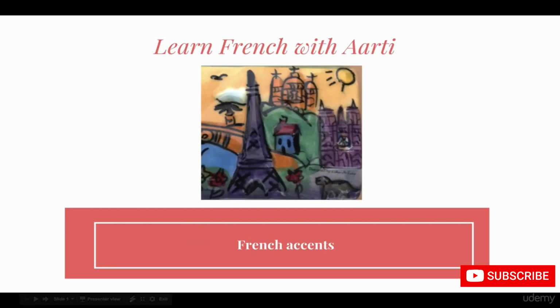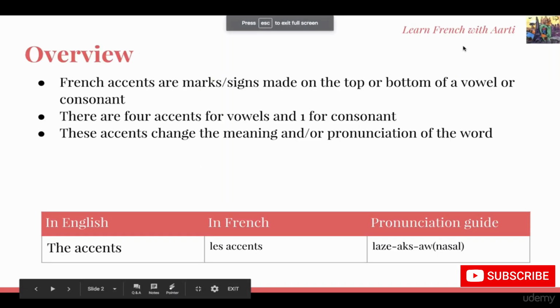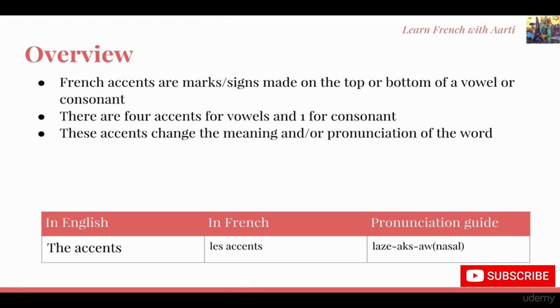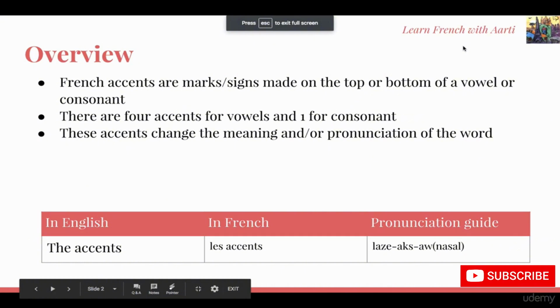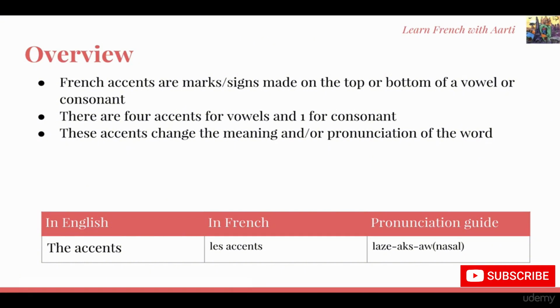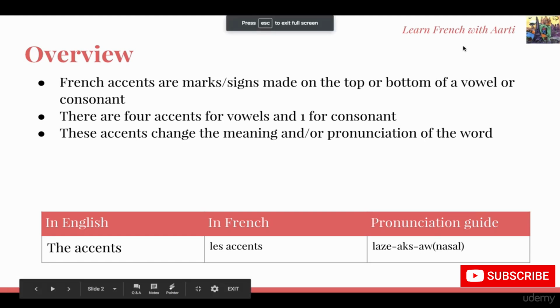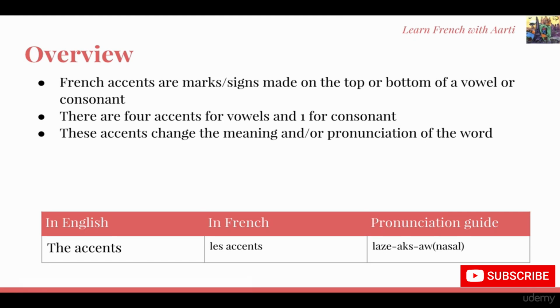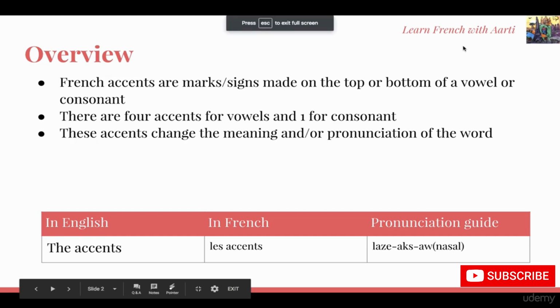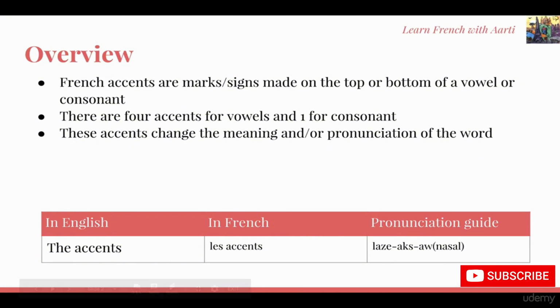Our lesson today covers the French accents. French accents are marks or signs made on the top or bottom of a vowel or consonant. There are 4 accents for vowels and 1 for the consonant. These accents serve to distinguish the sounds of the vowels, and they change the way a word is pronounced. The French word for accents is les accents.